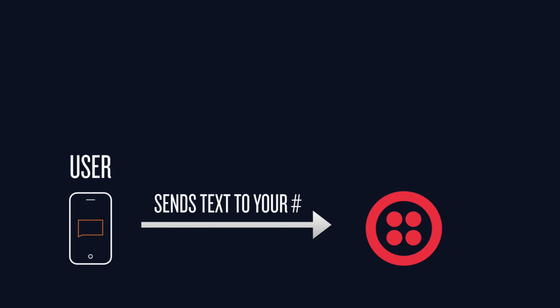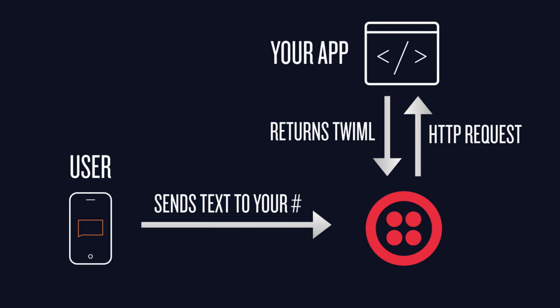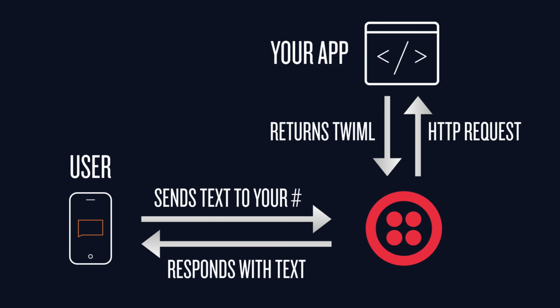A user sends a text message to your Twilio number. Twilio makes a request to your app, and your app returns some instructions in something called TwiML. If the TwiML looks like this, then Twilio sends a text message back to the user. Let's write the code to make that work.